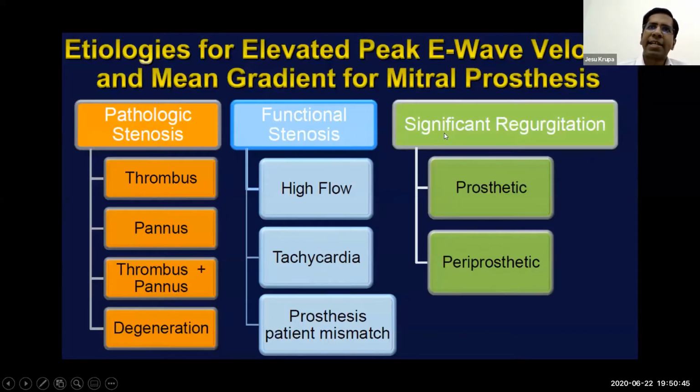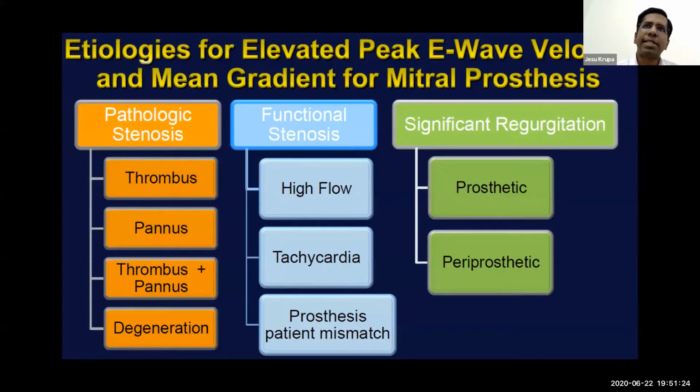The third category is those with significant regurgitation, which may be through the prosthetic valve, as in bioprosthetic valve degeneration, or it can be a paravalvular leak or a periprosthetic regurgitation. So these are all conditions in which you can get high E wave velocity and increased gradient. So not all increased gradient is pathologic stenosis. That is important to note. That is what we learn from this particular table. So just putting a continuous wave Doppler across the mitral valve and saying gradient is 10, there is obstruction, is not correct.